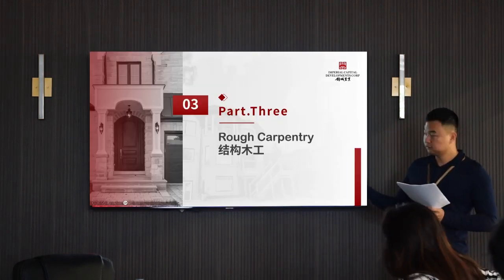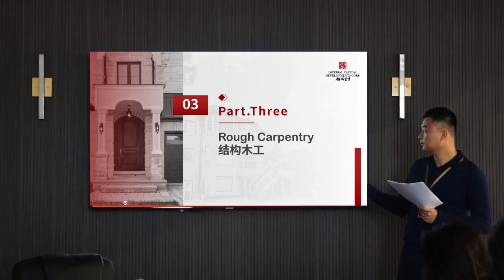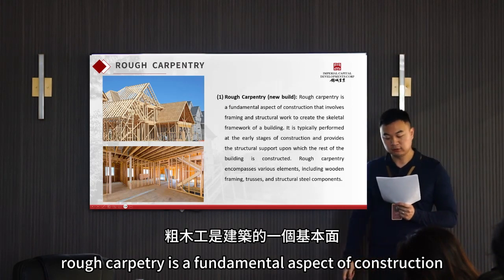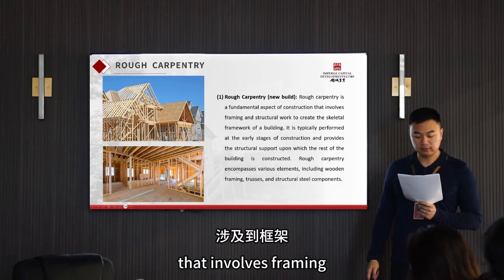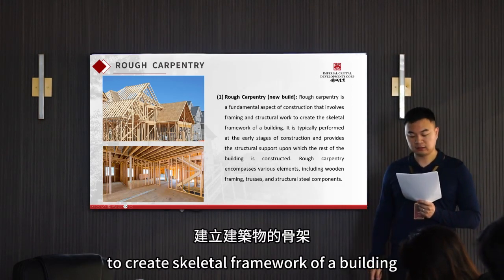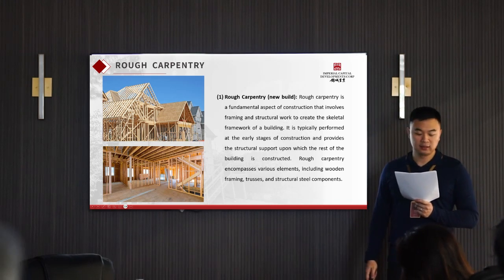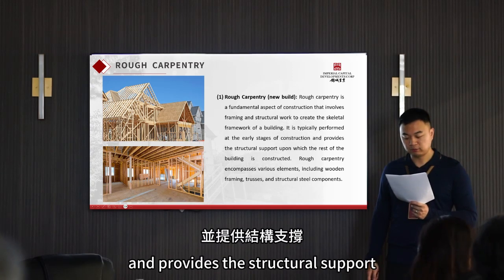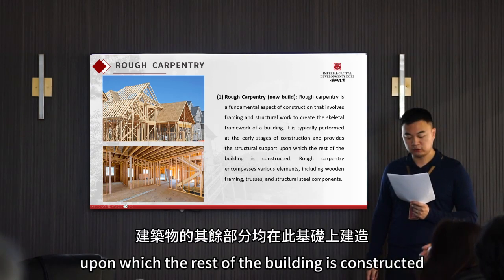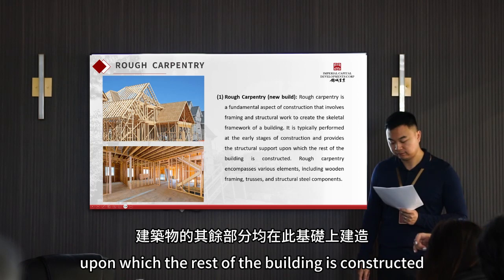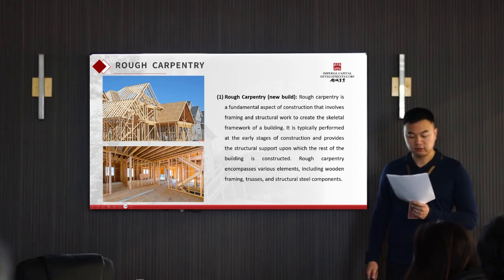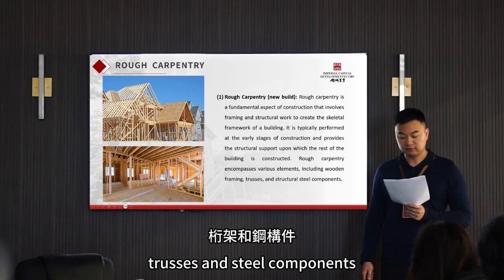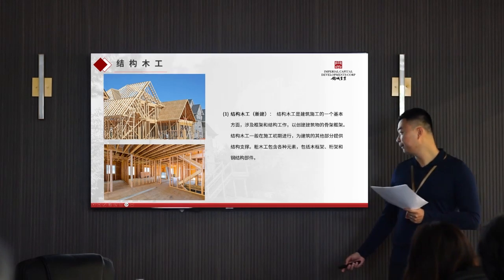Rough carpentry. Rough carpentry is a fundamental aspect of construction that involves framing structural work to create skeletal framework of a building. It is typically performed at early stages of construction and provides the structural support upon which the rest of the building is constructed. Rough carpentry looks after various elements, including wood framing, trusses, and steel components.